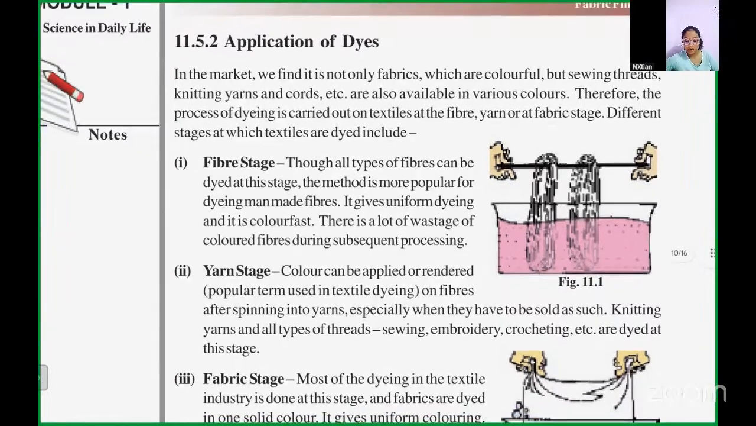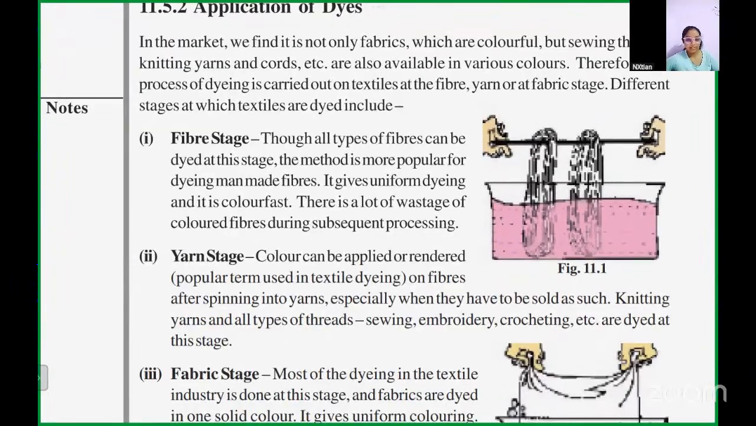First is the fiber stage. What is a fiber? A fiber is the very basic stage, right after obtaining it from the plant or animal, the thin threads that are there. Those are fibers. Then they are twisted and made into a thicker thread called yarn. So before yarn come fibers, very thin strands of material.